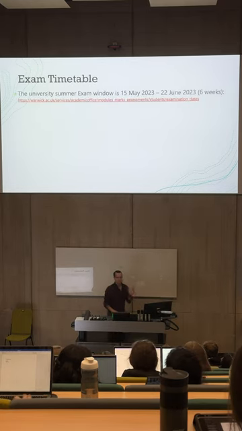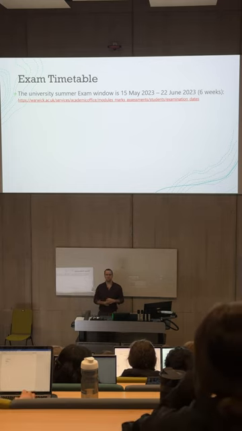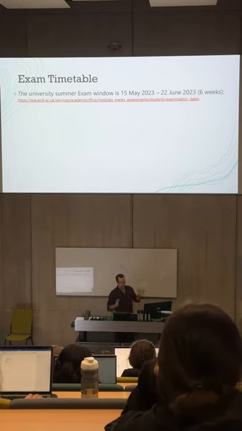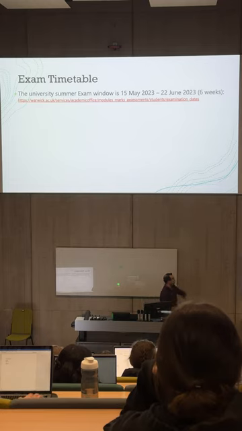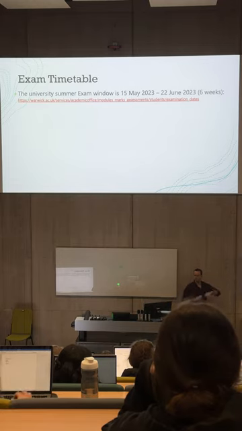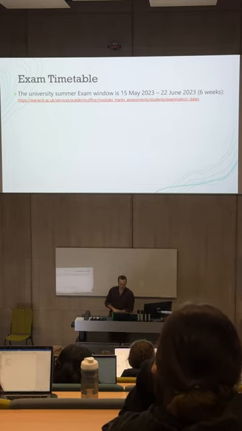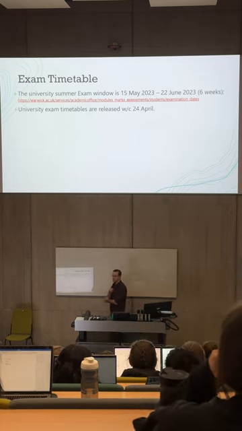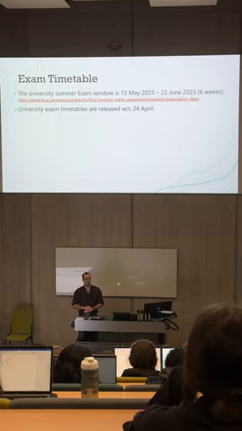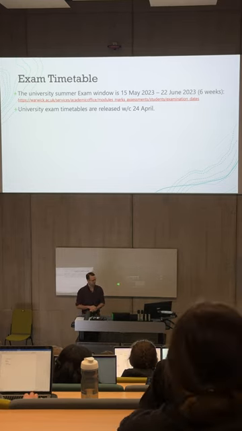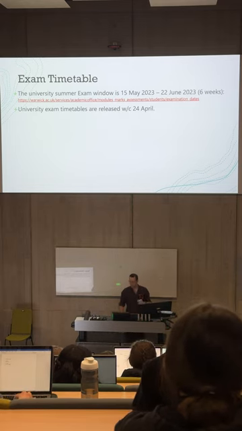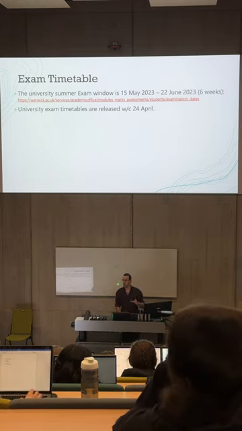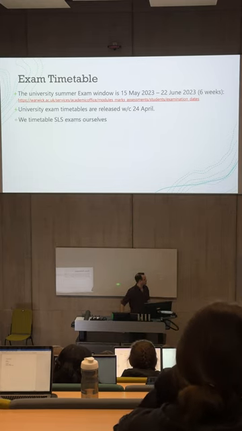Timetable. The university's summer exam window is the 15th of May to the 22nd of June. This is a 6-week window. It's very large. The slides will be available. They're due to be released on Moodle at a half hour after this, so at 1:30, so you can follow the link if you want. That's the official window of time, and the official release of the timetable is the week commencing the 24th of April, which I think is the first week of term three. So this is what the university's exams office, as it's no longer called, sets out.